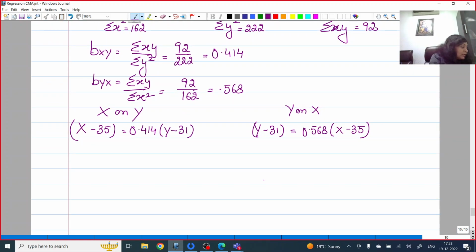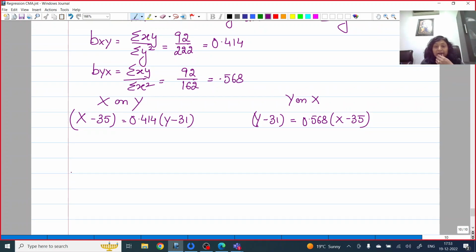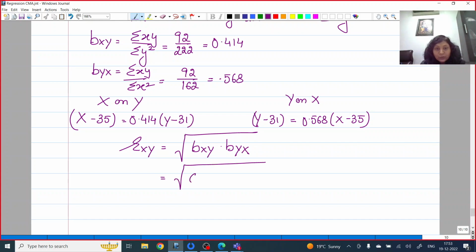Now there is another concept which you must know. Sometimes we have been given equations and we don't know how to find out which one is x on y and which one is y on x. For this, you must know one concept. I have already told you in the case of the correlation coefficient that the correlation coefficient is the geometric mean of the regression coefficients. That is, correlation is the square root of bxy into byx. So bxy is 0.414 and byx is 0.568. So your correlation is the square root of 0.414 into 0.568.